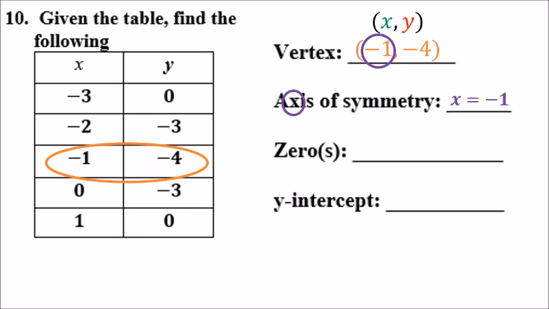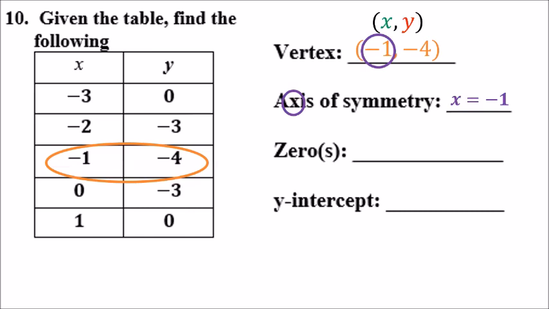Make sure that when you do this, you write it as the equation x equals -1. You cannot just put the -1 there. They will also try to trick you by making it say y equals -1. Axis of symmetry is all about the x's. Make sure it's an x equals equation.